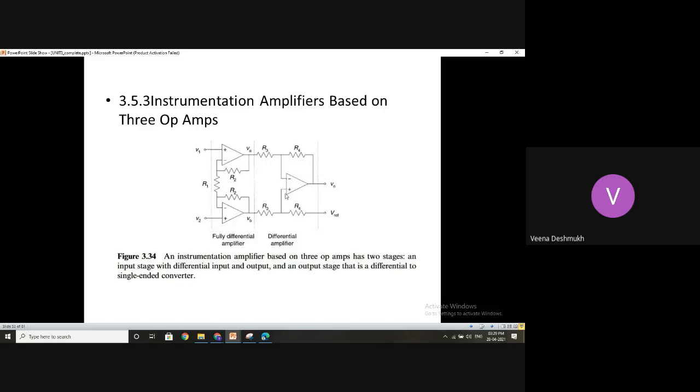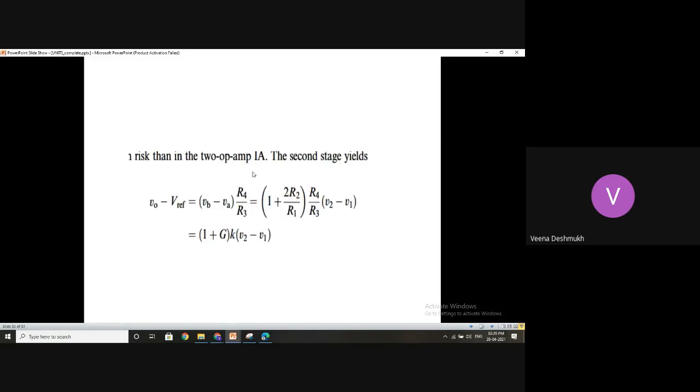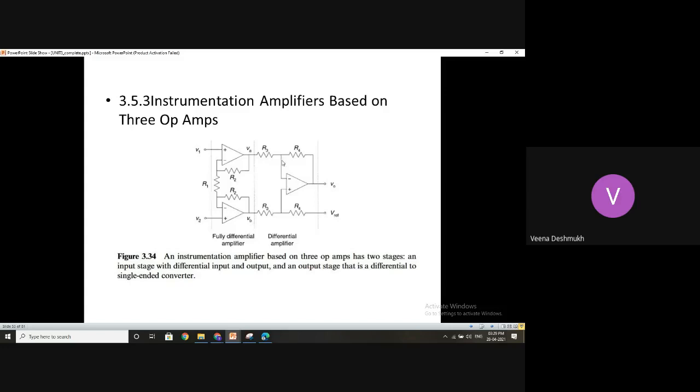So here what is available will be VO minus V reference, or VB minus VA, which are coming from the first two op amps, into R4 divided by R3. Why R4 divided by R3? Because R4 by R3 is the gain. And here what is available is VA and VB. VB minus VA, because VB is the non-inverting terminal voltage and VA is the inverting terminal voltage. So the difference voltage available here is VB minus VA into R4 by R3.